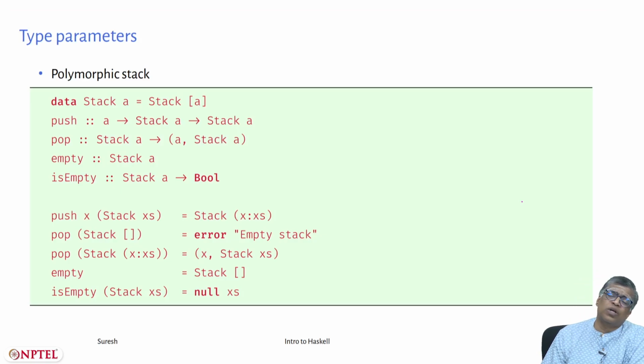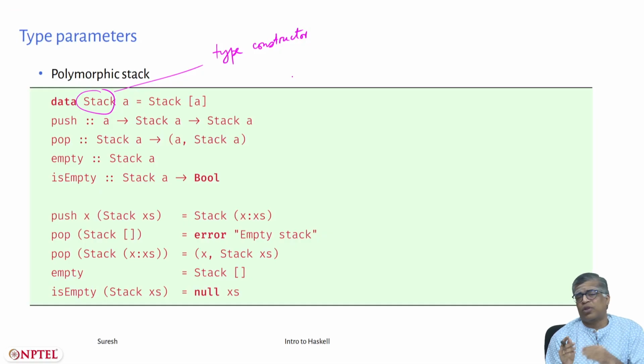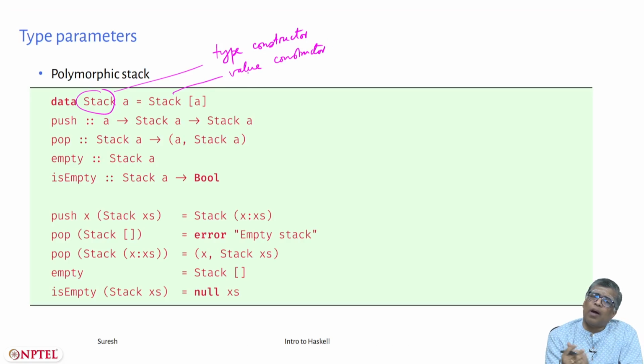And there is no reason why you should think of only a stack of integers. You can have a polymorphic stack. In a polymorphic stack, recall that this is the type constructor, in the sense that if you give it a type a, it will give you a type Stack a. So Stack can be thought of as some kind of function that takes a type and produces a type. For int, it will produce Stack int. For char, it will produce Stack char, etc. This is the value constructor, and this is just a wrapper around a list of values of type a.